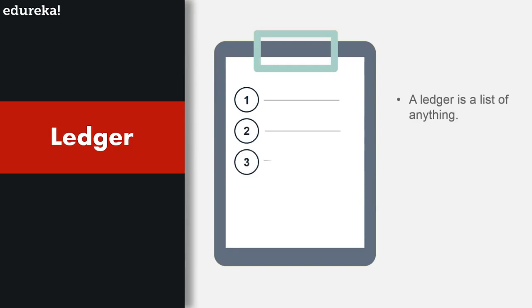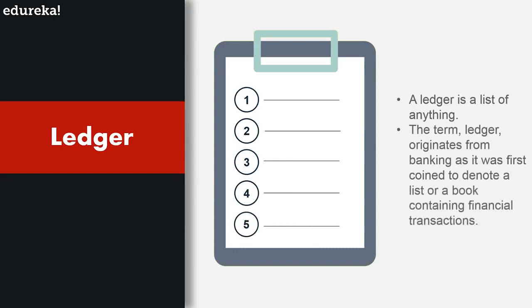So first of all, let's get our heads around this whole ledger system. A ledger is a list of anything. The term ledger originates from banking as it was first coined to denote a list or a book containing financial transactions. Now, in reference to blockchain technology, what exactly is a ledger? Well, it's all the transactions that are committed on the network.